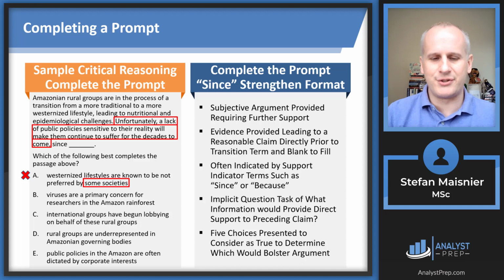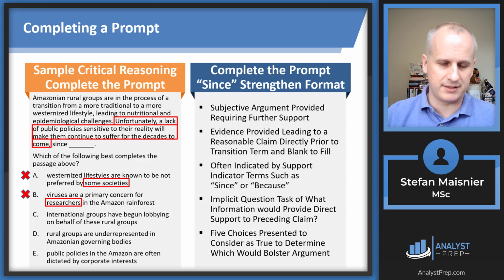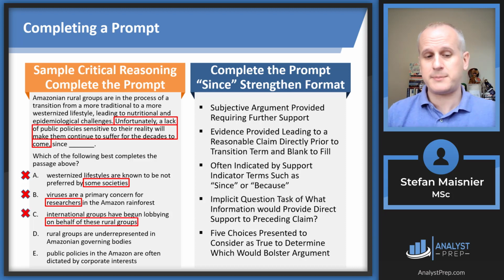Viruses are a primary concern for researchers in the Amazon rainforest. Well, our conclusion is about the Amazonian rural groups, not the researchers. So what happens to the researchers has no impact on the rural groups. We can eliminate choice B for having no clear impact on the conclusion. International groups have begun lobbying on behalf of these rural groups. Well, if international groups have begun lobbying on their behalf, maybe they will actually get some public policies in their favor. So this would function as a reversal.